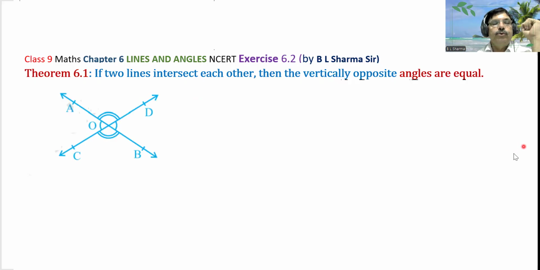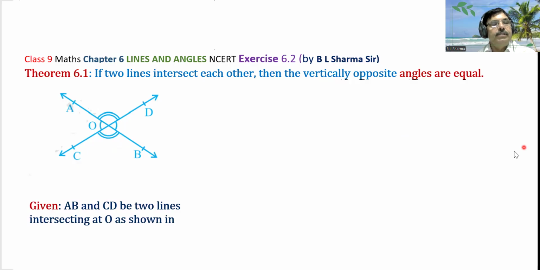First of all, we have to draw a figure. Here the two lines AB and CD intersect at point O. Then we know that angle AOC and angle BOD are vertically opposite angles, and angle AOD and angle BOC are also two vertically opposite angles, and we have to prove that these vertically opposite angles are equal. So first of all, how to start? First we draw the diagram, then what is given. AB and CD are two lines intersecting at O as shown in the figure.